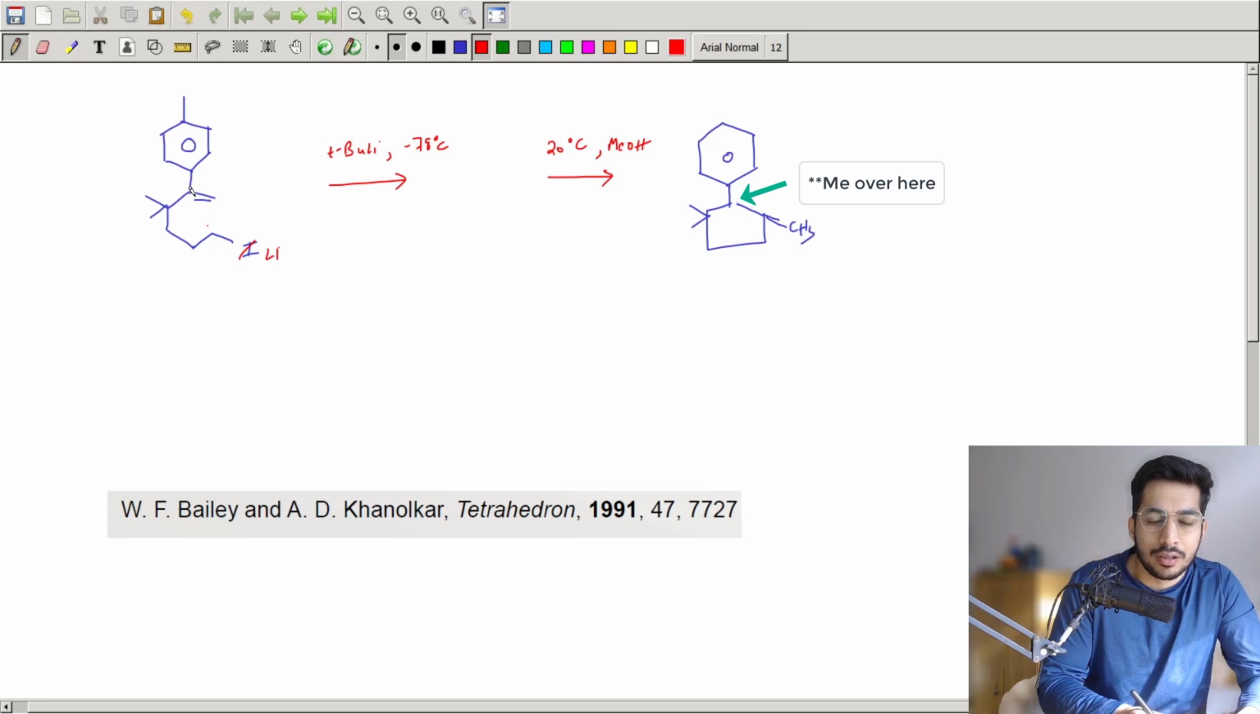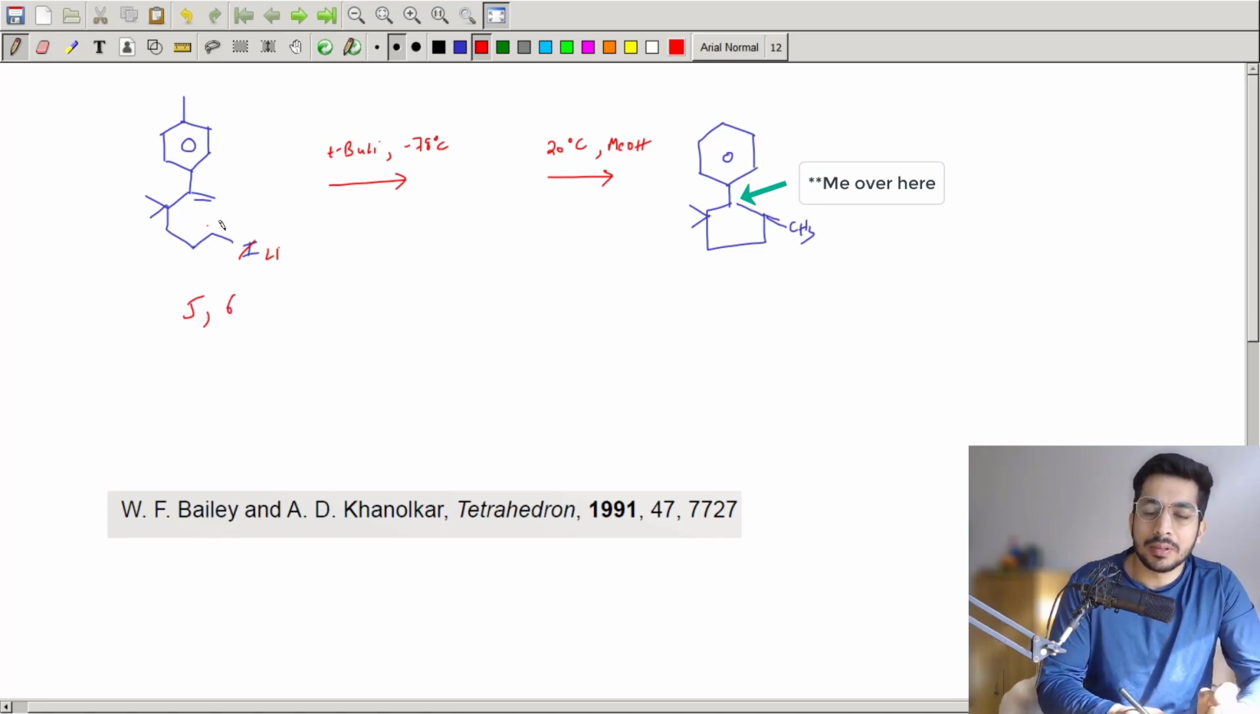So if we attack over here, we'll get a 5-membered ring. This is the major product that we have got. And if it attacks over here, we'll get a 6-membered ring. Now it might look to many of you like a very easy question, but I'll make it a tad bit difficult. So there are two possibilities: one is the 5-membered ring possibility, and one is a 6-membered ring possibility.